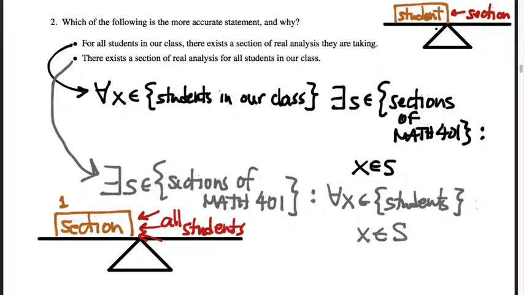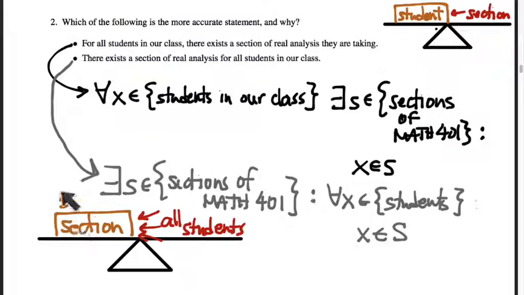In the top scenario, every different student that I bring onto the stage could have a different section associated with them, right? Because the first thing that we're introduced to is an arbitrary student. And the first statement guarantees that that student will have a section. But different students are not precluded from having different sections.